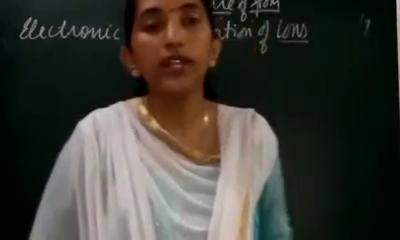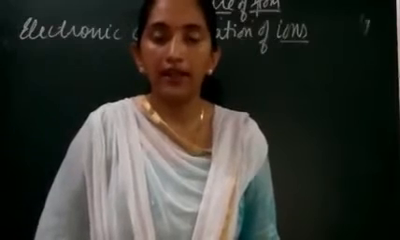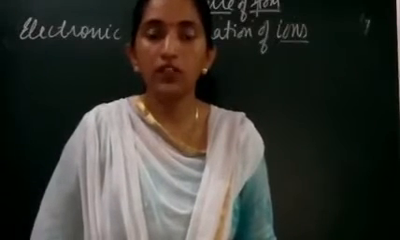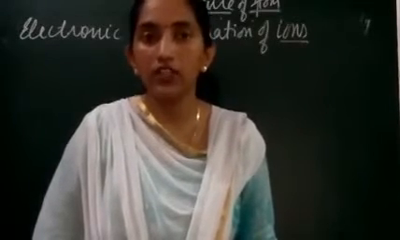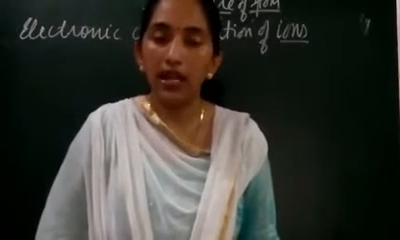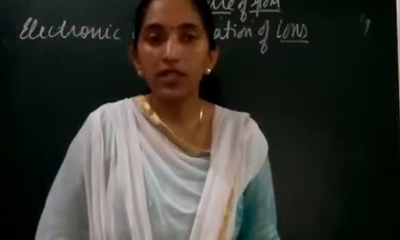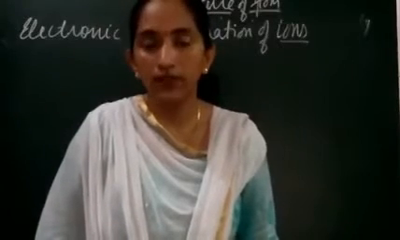Students, now we will do the electronic configuration of the ions, right? So you know how ions are formed from an atom, by the gain or loss of electrons. Whenever an atom loses an electron, it forms a positively charged ion, which is known as a cation. And when an atom gains an electron, it forms an ion which bears a negative charge.